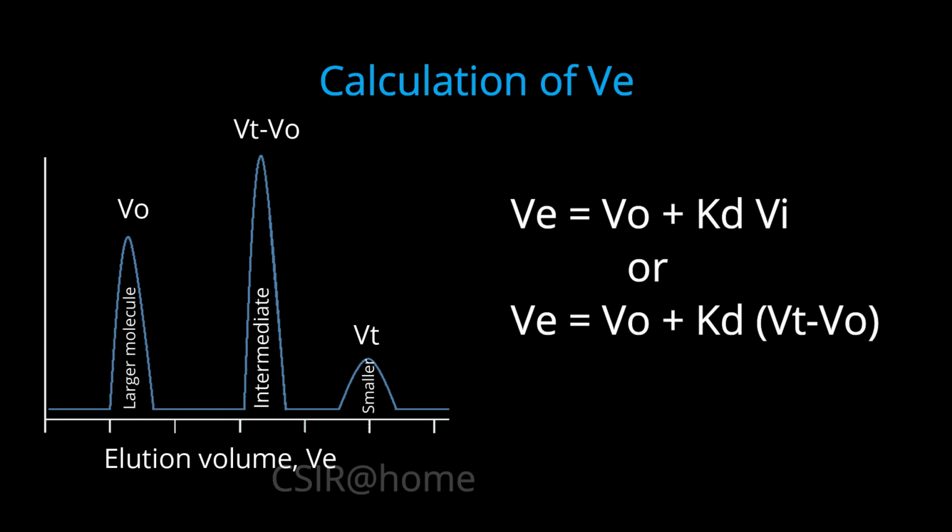For molecules which are totally excluded, here Kd is equal to 0 and Ve is equal to Vo. For totally included molecules, that means small molecules, here Kd is equal to 1 and Ve is equal to Vt.